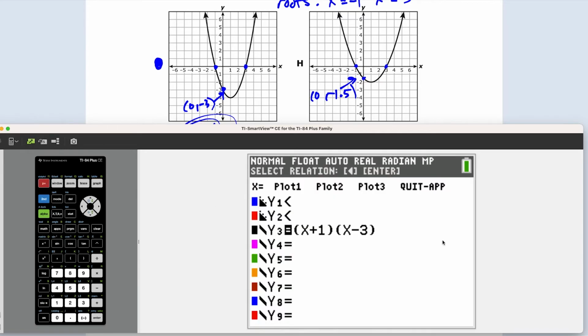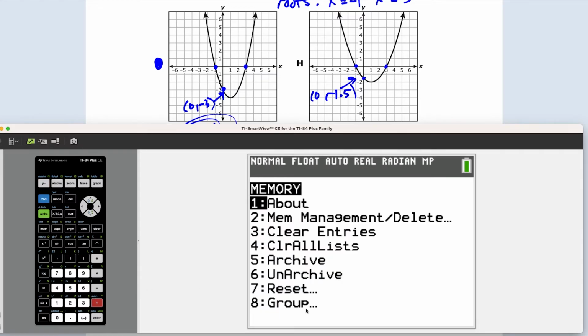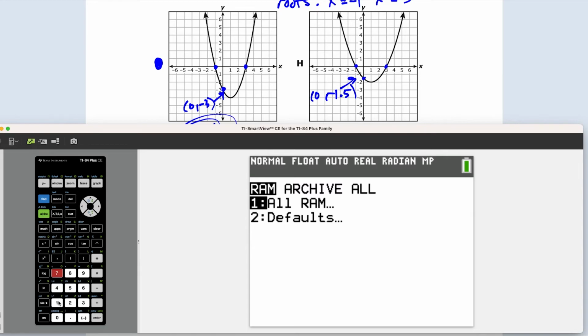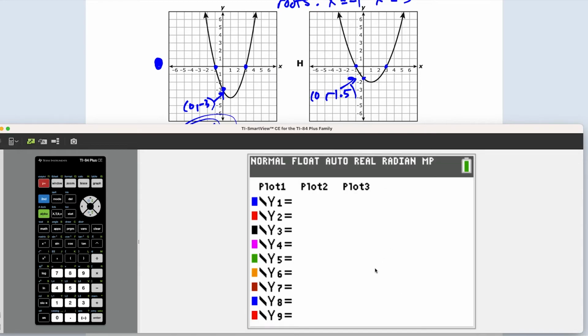Now, let's say this is bothering you and you're like, oh no, I don't like how this looks. If you want to reset a calculator, just press second plus, that's where the memory is. And then 7 is reset, and then 1 and 2. And now when you go to the y equals, everything is back to normal.